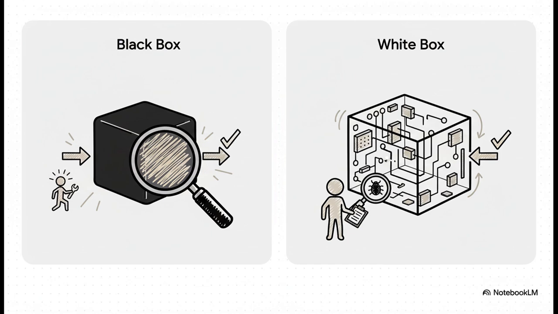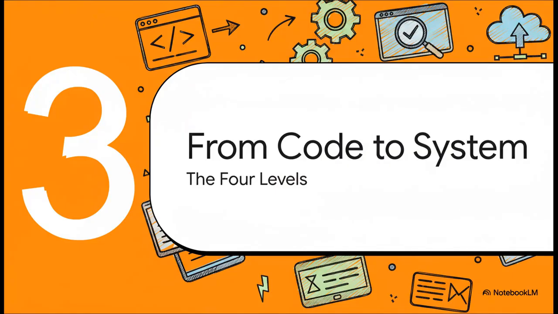So the key difference here is all about perspective. With black box testing, you're basically acting like a real user. You have no idea what's happening under the hood. You just care if it works. You put something in, you check what comes out. Simple. But white box testing, that's the developer's view. They're looking right at the code, at every single logical path, making sure the internal machinery is running exactly the way it's supposed to.